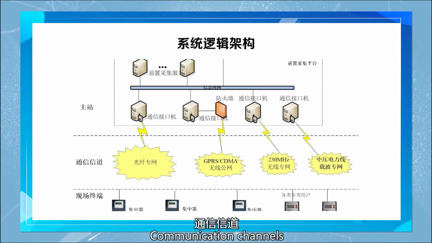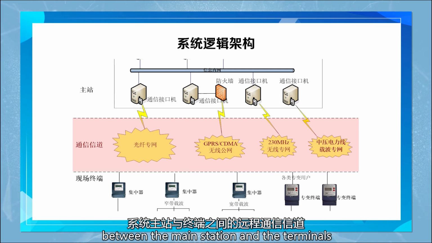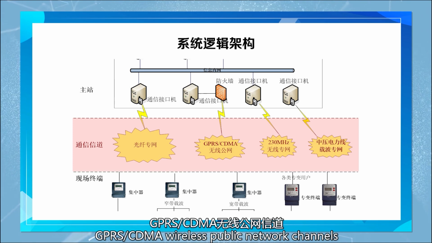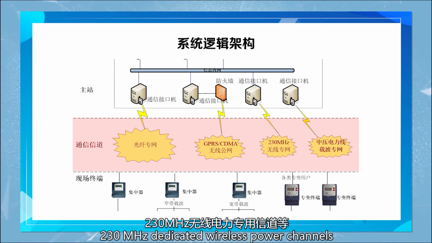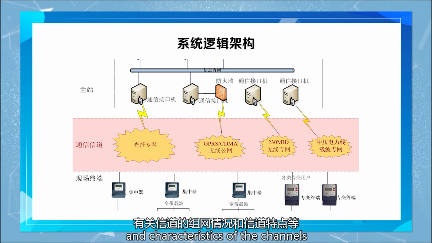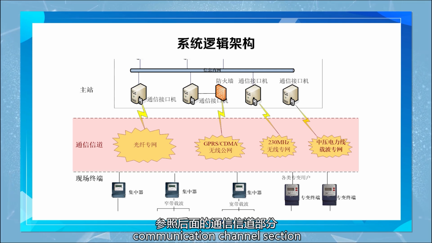Third, communication channels refer to the remote communication channels between the main station and the terminals, mainly including fiber optic channels, GPRS, CDMA wireless public network channels, and 230 megahertz dedicated wireless power channels. The networking situation and the characteristics of the channels refer to the subsequent communication channel section.